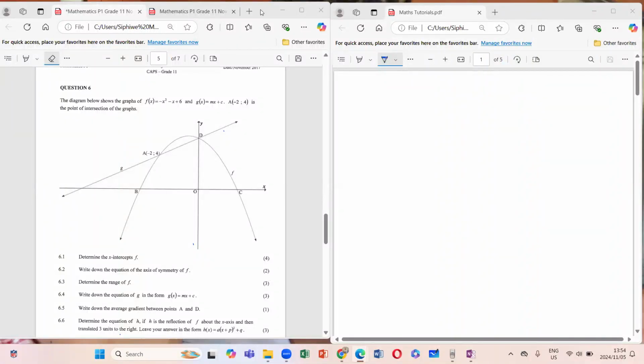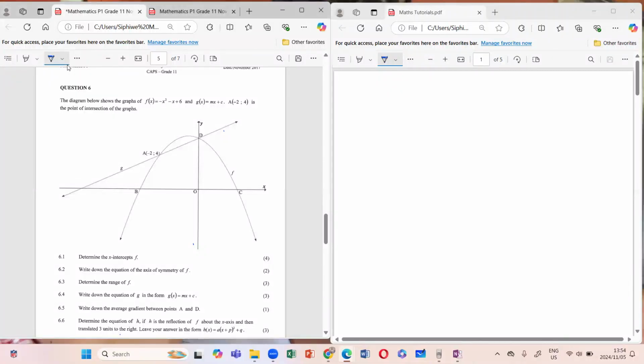So before we start answering any questions, we need to make sense of the diagram. f of x is the parabola, which is this line graph, and a point of intersection means that at this point also for point D. So when it says we want the x value at B, that's equal to 0. So that's what we're going to do here.